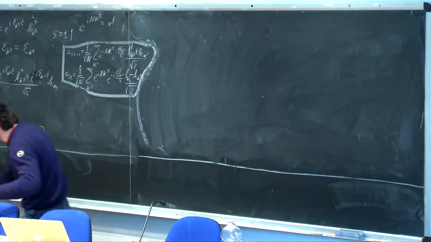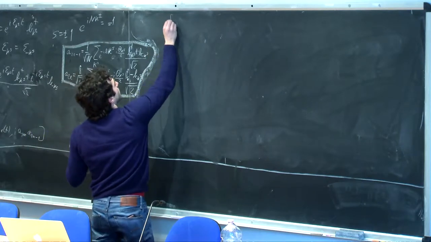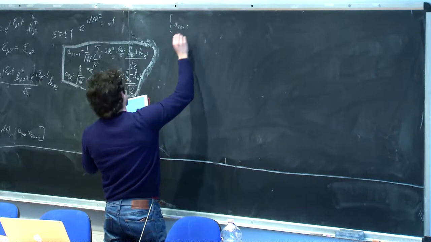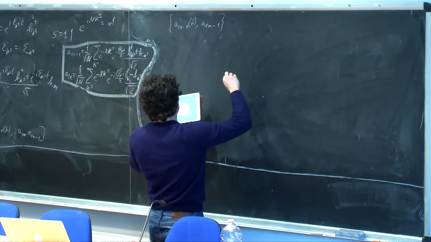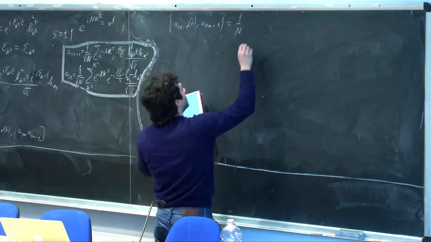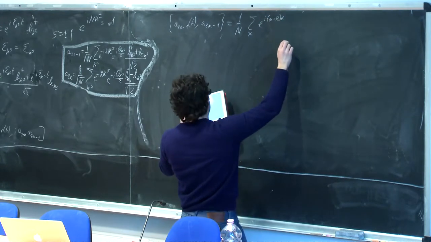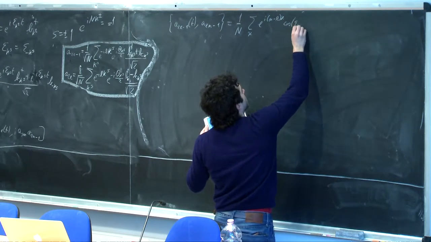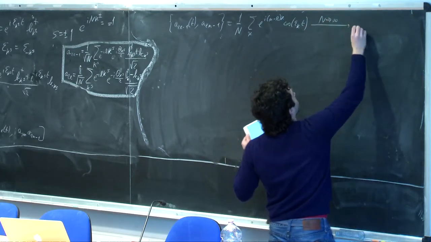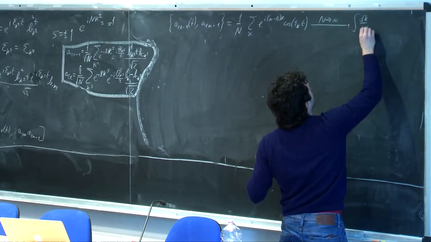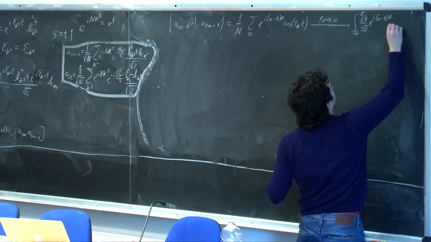Okay. So what do you find if you compute this anti-commutator? You find that the anti-commutator between A_{2l-1} at time t and A_{2n-1} is equal to 1 over N, sum over k of e^{i(n-l)k} cosine of epsilon_k t. And if you take the limit N goes to infinity, this becomes the integral dk over 2 pi, from minus pi to pi, of e^{i(n-l)k} cosine of epsilon_k t.